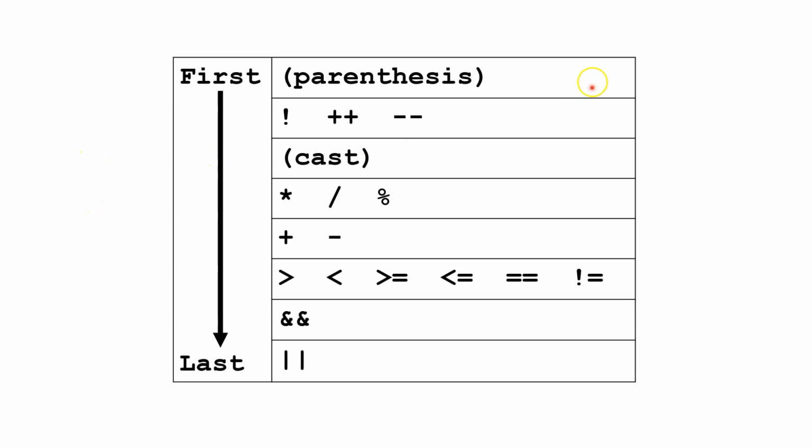We can see we start with parentheses, then increment and decrement and not, then casting, like casting to an int or a double. Then we have multiplication, division, mod, addition or concatenation and subtraction, all the comparative operators, and an and or. For the most part, you're just going to have to worry about the ones highlighted in yellow here.